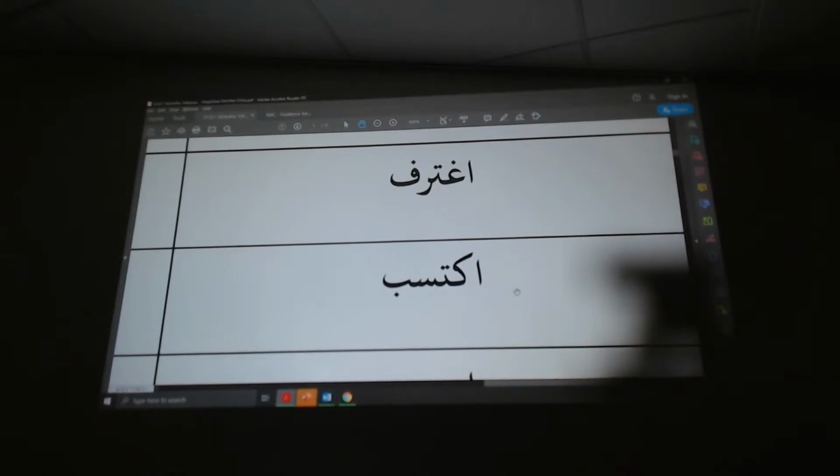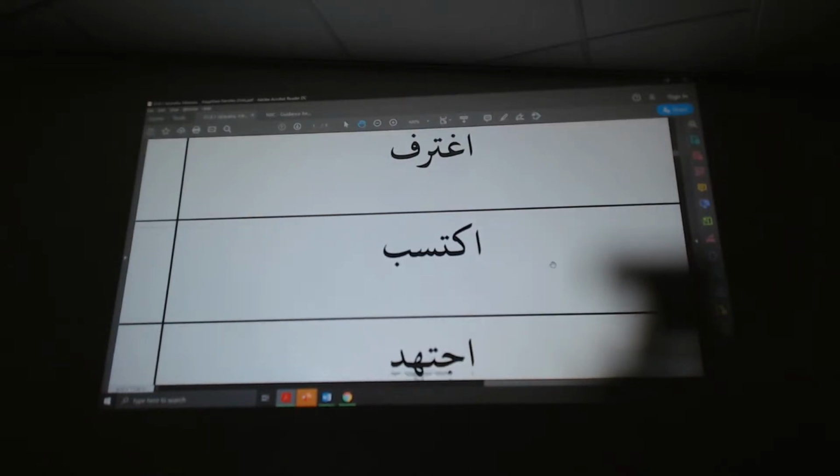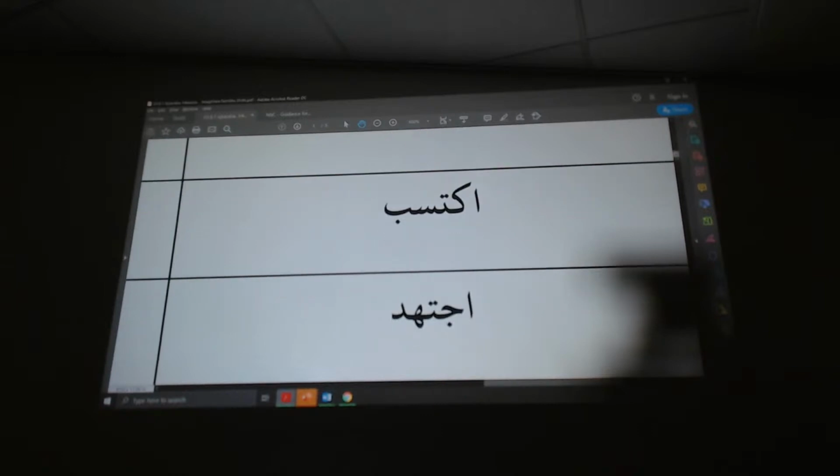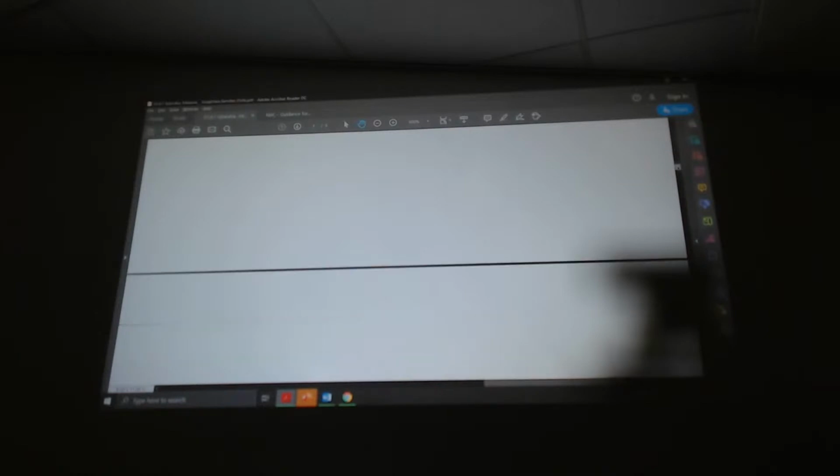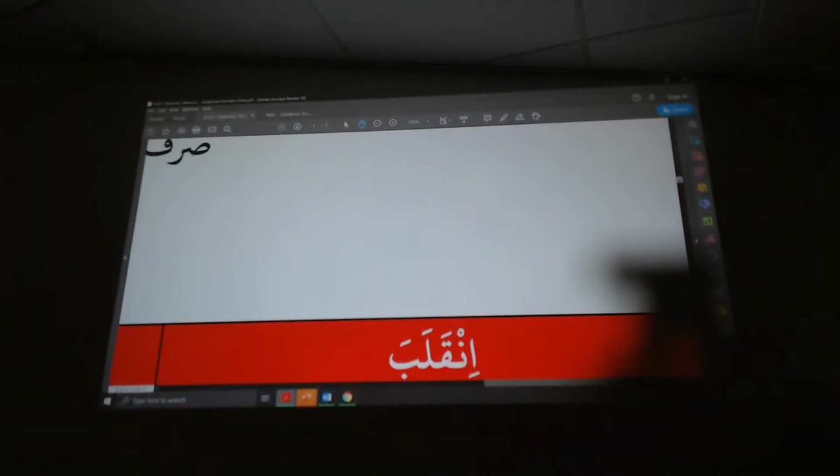So yeah, iqtaraba. That's how we're going to do it. All right, let's do the next family now. So iqtaraba is done. Let's do the inkasara family. Remember, inkasara has no passive, so there's no majhul for the inkasara family.